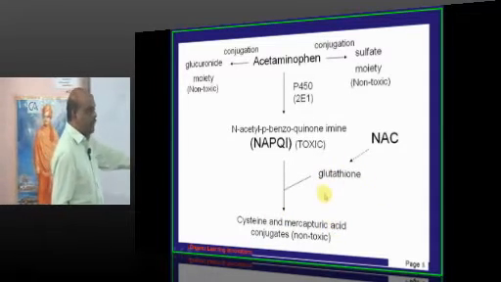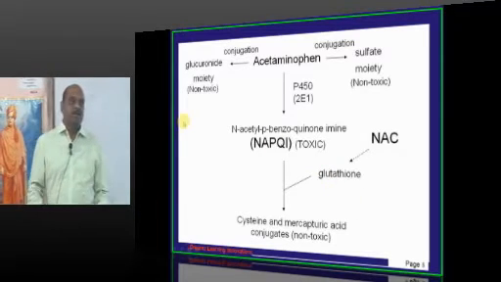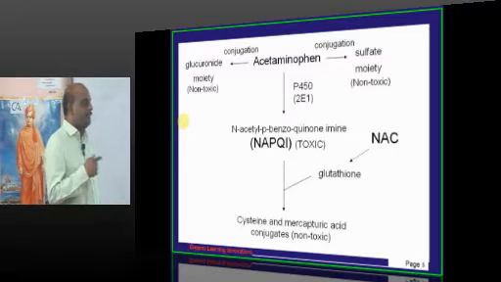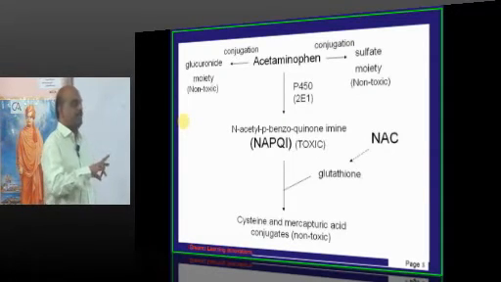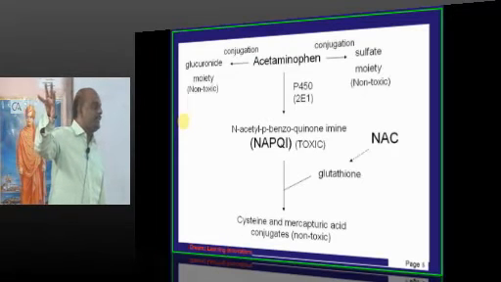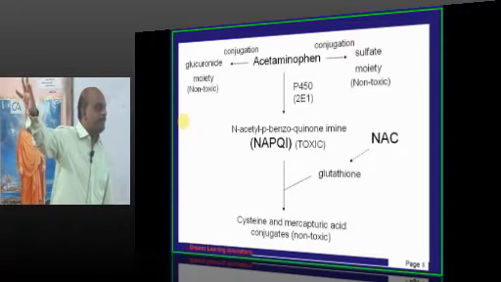But this glutathione is a tripeptide. For the regeneration of glutathione, it exists in two forms, reduced form and oxidized form. You constantly require NADPH. NADPH is provided by the pentose phosphate pathway.